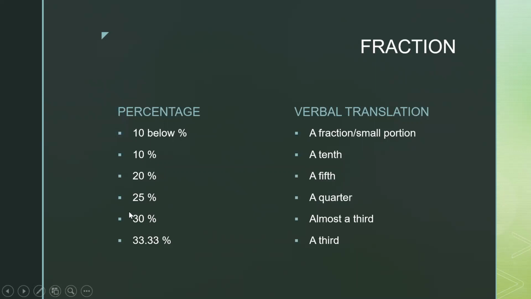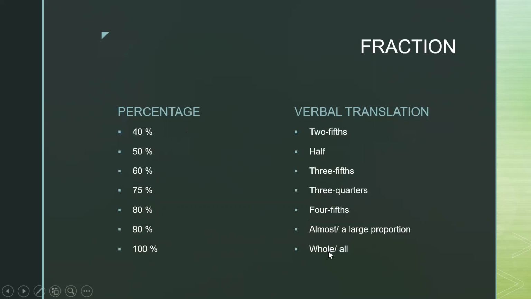20% a fifth. 25% a quarter. 30% almost a third. 33.3% a third. 40% two fifths. 50% half. 60% three fifths. 75% three quarters. 80% four fifths. 90% almost or a large proportion, and then of course you have 100, which is a whole or all.